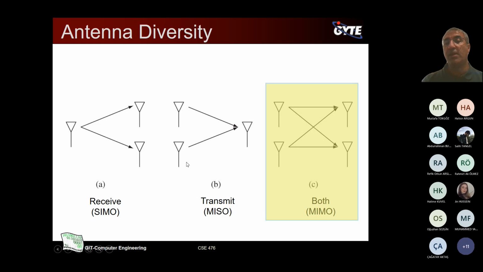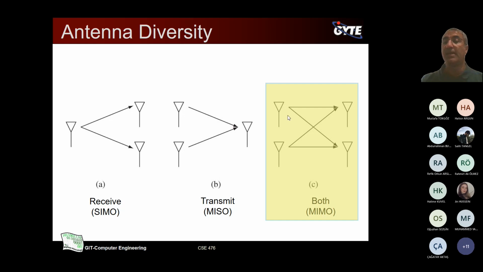And we have MISO. At the transmitter, we have multiple antennas. At the receiver side, we have only a single antenna. So that's why this is called MISO. And the combination of this is called MIMO.